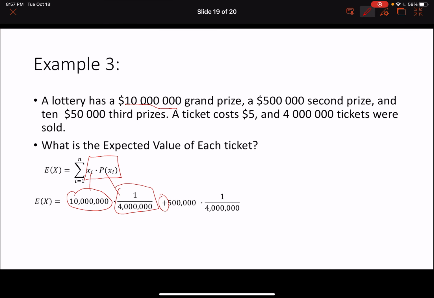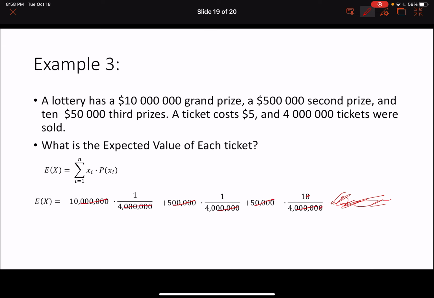there's 1 prize out of 4 million. So that's the probability of winning. Plus 50,000 times, there's 10 out of 4 million chances to win. So that's every possible value. And actually, plus 0 times, well, I don't know. Basically, it's the rest one. But 0 times anything is 0, so we'll just skip it.